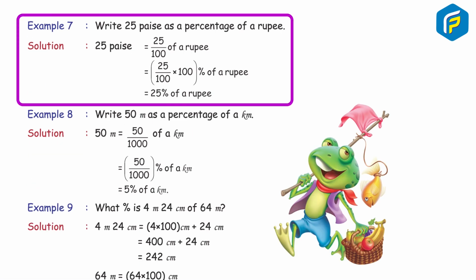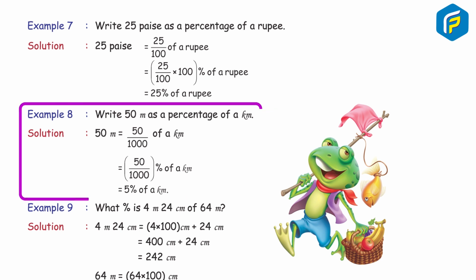Example 7. Write 25 paise as a percent of a rupee. Solution. 25 paise is equal to 25 upon 100 of a rupee. 25 upon 100 into 100% of a rupee, which is 25% of a rupee. Example 8. Write 50 meter as a percentage of a kilometer. Solution. 50 meter is equal to 50 upon 1000 of a kilometer. 50 upon 1000 into 100% of a kilometer is equal to 5% of a kilometer.